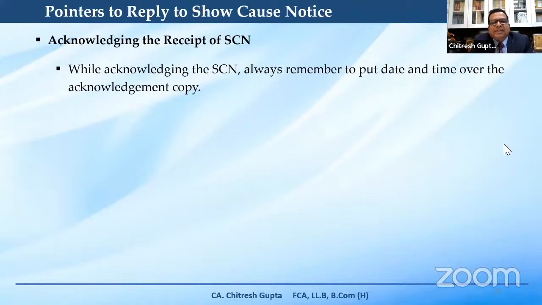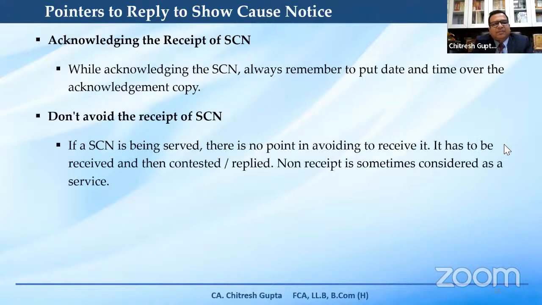So, sir, when we receive the SCN, it is very important that we keep the envelope safely and put the date and the time when we have received it. Because at many places in the law, the word service has been used, meaning thereby limitation has to be counted from the date of service of notice. And this point may not be relevant in cases wherein the notice has been served on the electronic portal, because in that case, the date of uploading on the electronic portal will be the date of receipt or service of SCN.